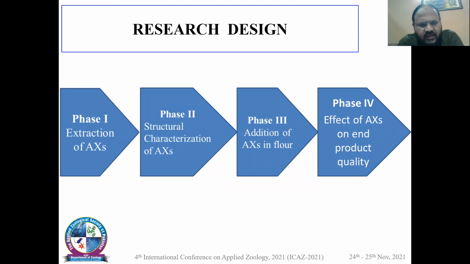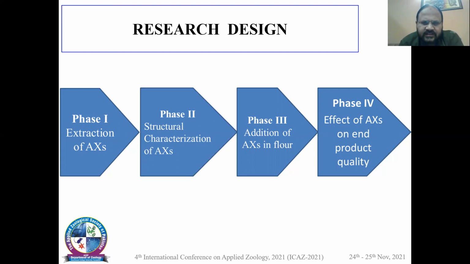I have divided the overall research into four phases. In phase 1, extraction of arabinoxylan was done. In the second phase, structural characterization of arabinoxylan was carried out through different equipment. I will mention it in the material and method part also. In the third phase, I added arabinoxylan in flour at different concentrations to check the optimum level of arabinoxylan. And in the last phase, I observed the effect of arabinoxylan on end-use quality of the baked product. So it's the overall research design.